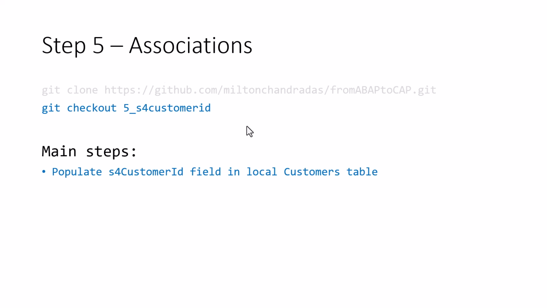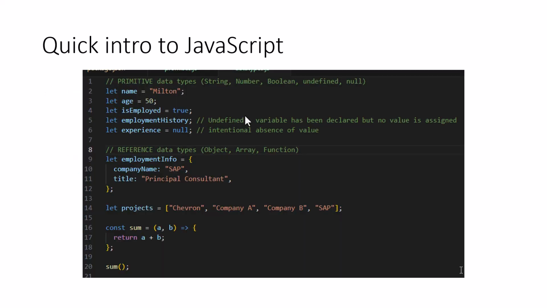In the previous session, we had created a local entity named customers. We added 2 additional fields in addition to the fields that were present in the Northwind customers. They were the s4CutsomerId and also the orders association. But those 2 additional fields were not populated. So in this session, we are going to populate one of the fields, which is the s4CutsomerId. Okay, so let's see how we can go about doing this.